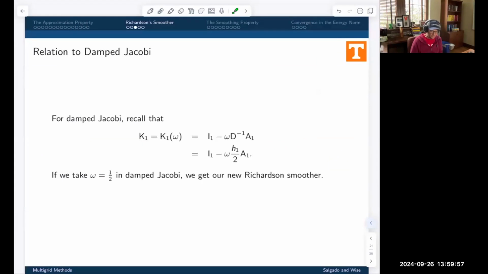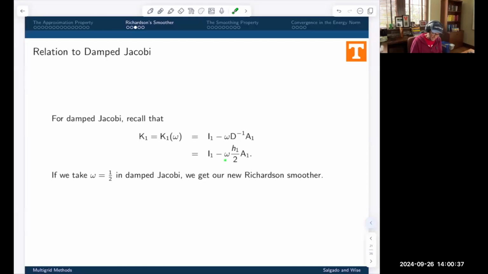Now, also recall for our damped Jacobi method, we had that free parameter called omega that sets up how we're doing damping, and that sets up the exact description of the damped Jacobi method. In that case, our error transfer matrix worked out to be I1 minus omega times h1 over 2 times A1. And so now we recognize that if we choose omega equal to a half, I'll have to go back and check. Yeah, I think this is correct.